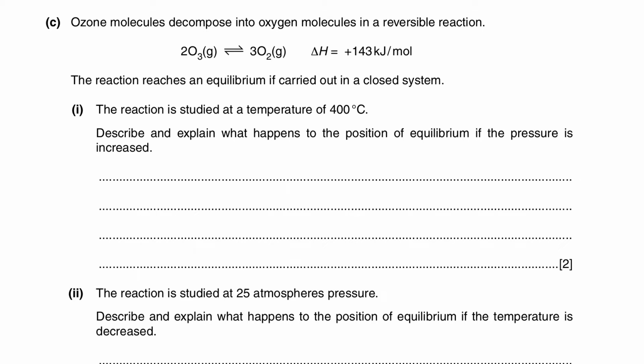So it's a 2-mark question. You have to say what's going to happen and why it's going to happen. What side of the equilibrium will be favored, or which way will the equilibrium be moved? The equilibrium will move towards the left. That's 1 mark.